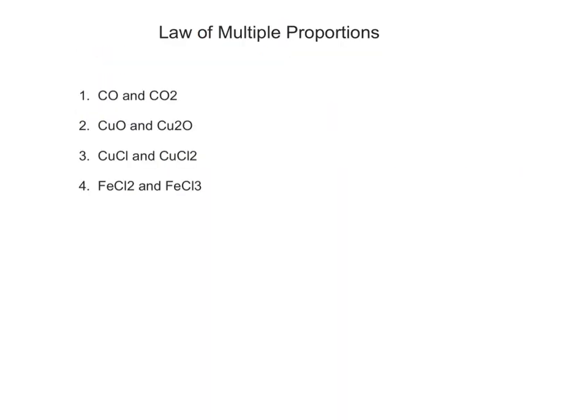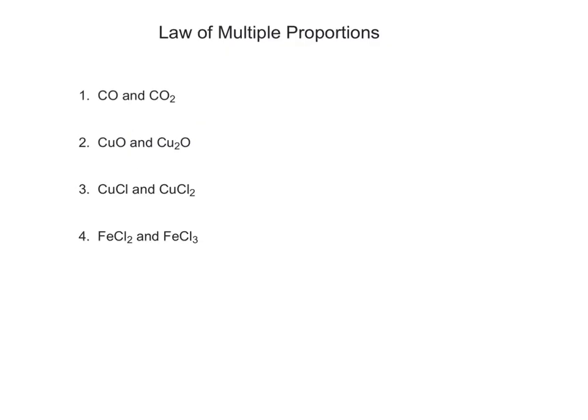The 4 examples on this worksheet help illustrate the law of multiple proportions. This law states that when 2 elements can combine to form more than one kind of compound, then for a given mass of one element, the masses of the other element are in a simple integer ratio. This makes more sense when you look at specific examples.